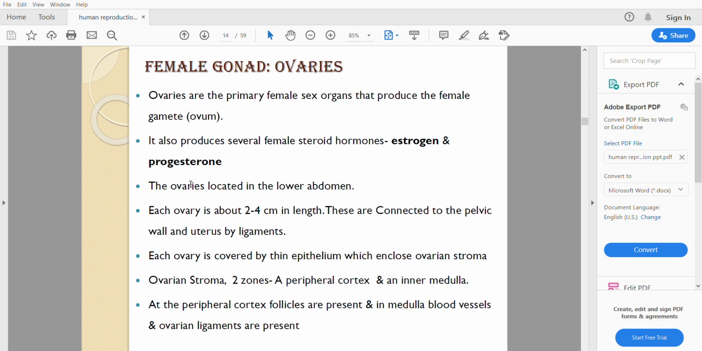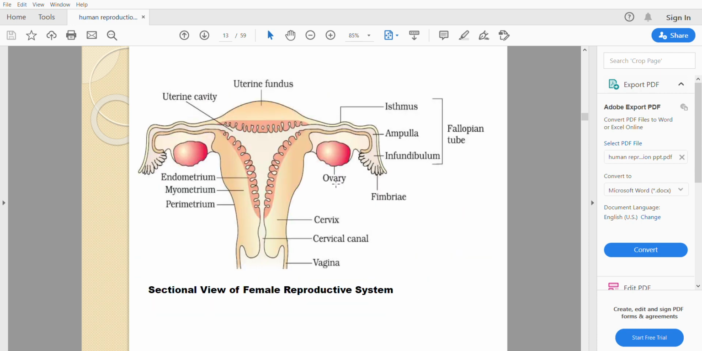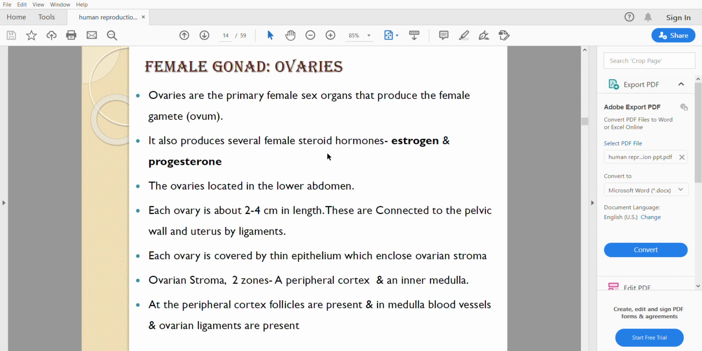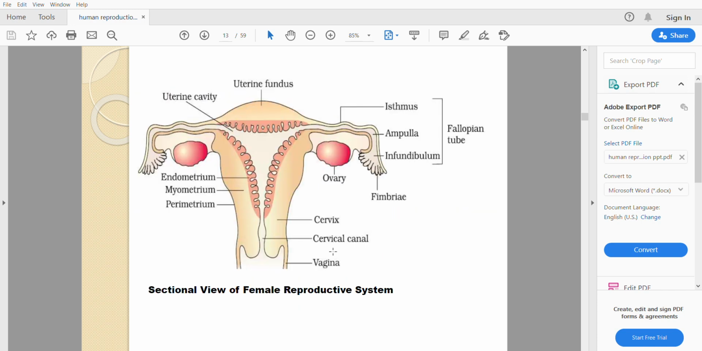So the ovaries are located in the lower abdomen. This is the abdominal cavity, the yellow color is the abdominal cavity. Each ovary is about 2 to 4 centimeters in length. These are connected to the pelvic wall. You see here, this ovary is connected to the pelvic wall.